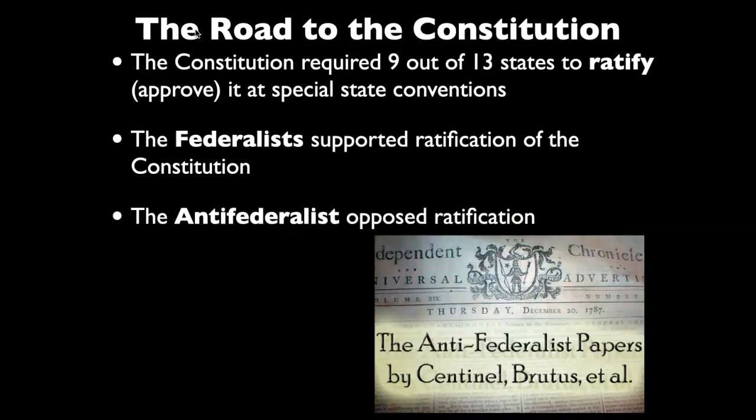Now, the other faction were the anti-federalists. They opposed ratification. They were very wary of a strong centralized government, fearing that tyranny would ensue. Now, the Federalists are going to win out, and of course the Constitution is going to be ratified. But the one bow that they do take to the anti-federalists is to include a Bill of Rights. This was done in order to get the Anti-Federalists on board and get the Constitution ratified.